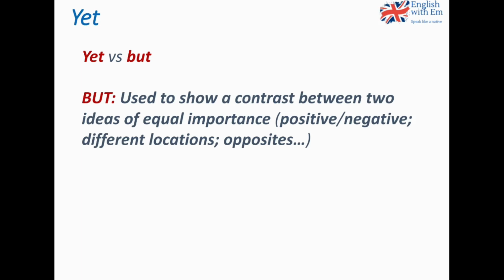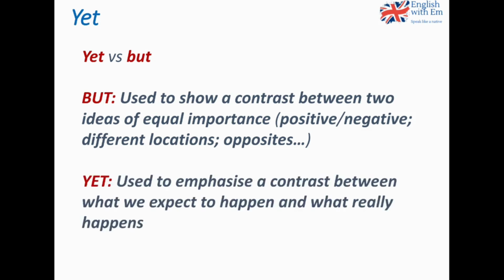But is used to show a contrast between two ideas of equal importance. It could be positives and negatives: I like this, but I don't like that. It could be different locations. You could be comparing the north of the country with the south of the country, for example, or opposites. Yet is used to emphasize a contrast between what we expect to happen and what really happens.